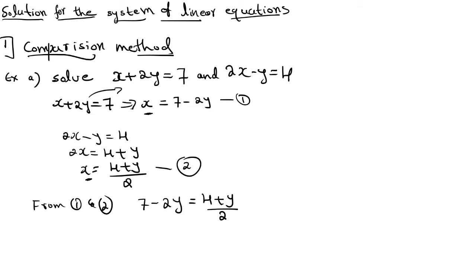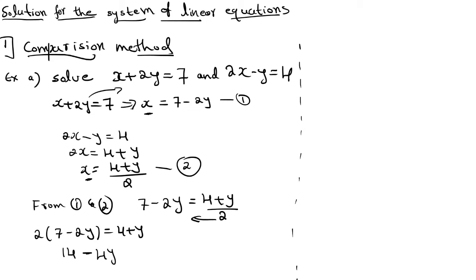To solve this, see here 2 is there, right? Cross multiply, taking 2 to LHS, you will get 2 into 7 minus 2y is equal to 4 plus y. Okay, in the next step again simplify this one. We know, right, how to simplify this one. 2 into 7 is 14 minus 2 into 2y is 4y equal to 4 plus y.